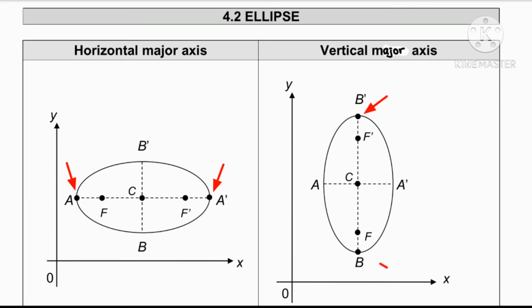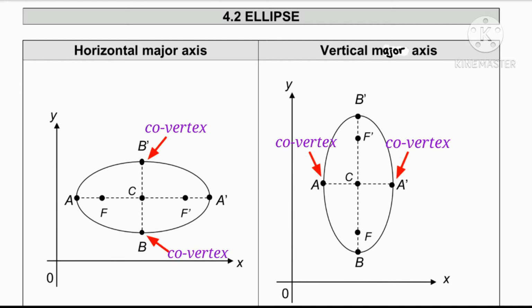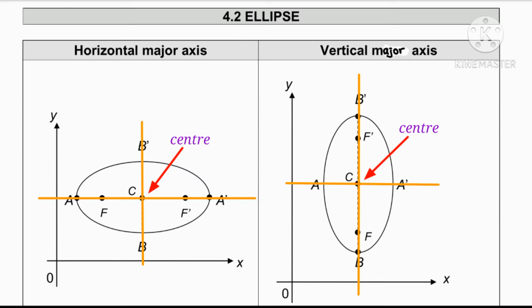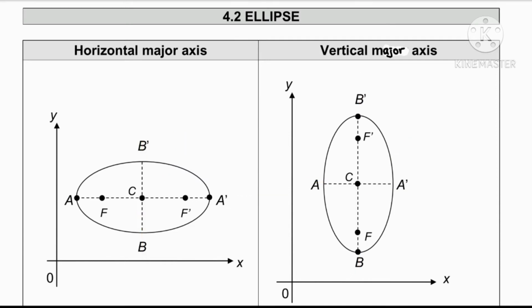Each endpoint of the major axis is the vertex of the ellipse, and each endpoint of the minor axis is the co-vertex of the ellipse. The center of an ellipse is the midpoint of both the major and minor axis. These axes are perpendicular at the center. The foci are 2 points that always lie on the major axis.